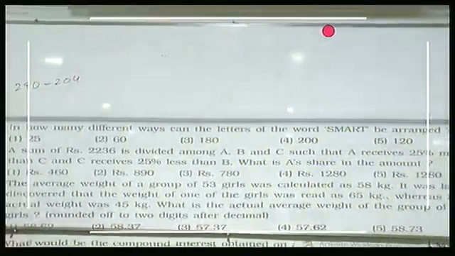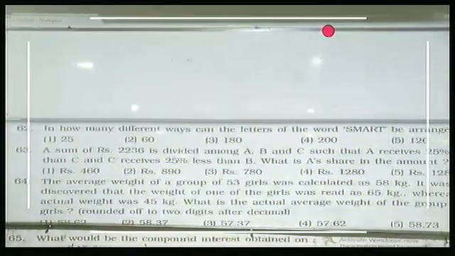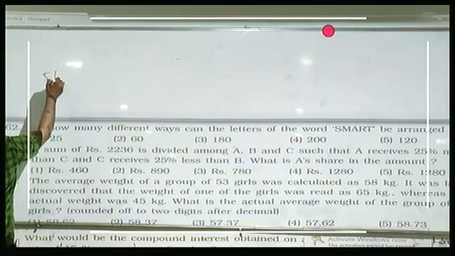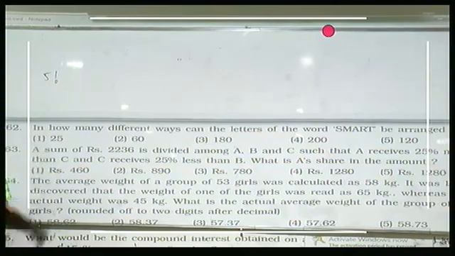62. In how many different ways can the letters of the word smart be arranged? How many letters do we have? 5. How many ways can you do that? 5 factorial. Do you have any repetitions? No. If you have repetitions, you need to divide by the factorial of the repeated count.